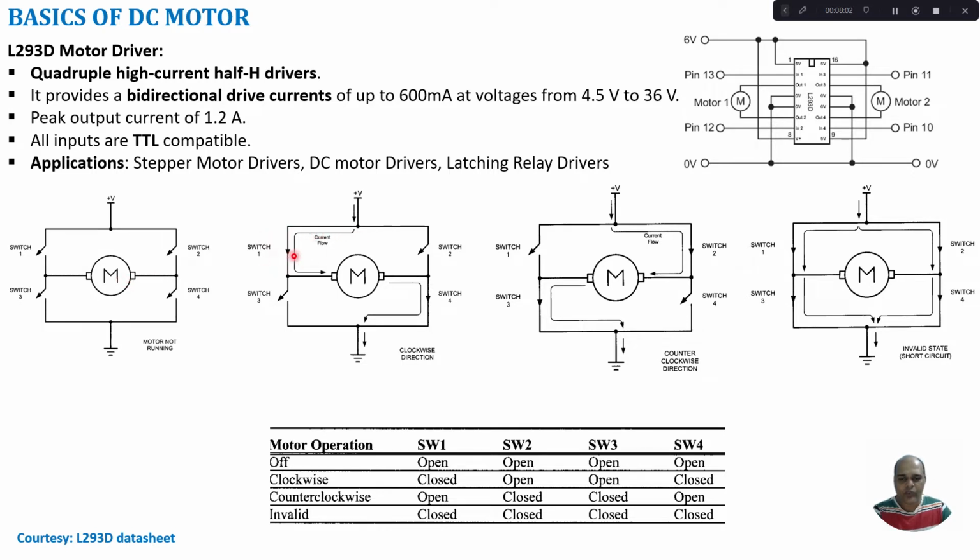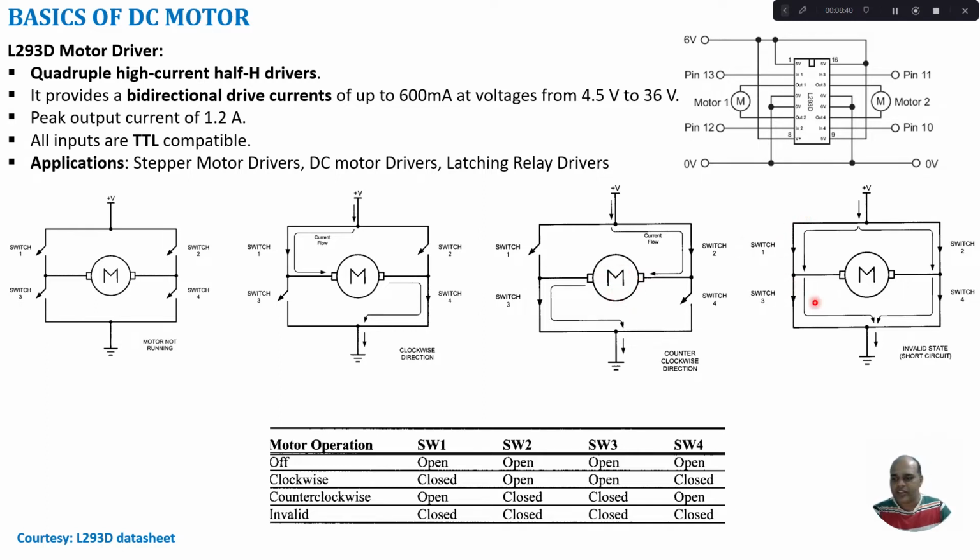Whereas if I close switch 1 and switch 4, what happens? The supply current goes through switch 1, enters into the motor, comes out of the other end and goes to the ground. So it forms a closed path. Now let us assume this flow of current induces a clockwise rotation in the motor. In order to get an anti-clockwise rotation, we need to open circuit switch 1 and switch 4, whereas switch 2 and switch 3 will be in short circuit. In that case, the current flows through the motor in the opposite direction. So thereby the rotation of the motor will be altered.